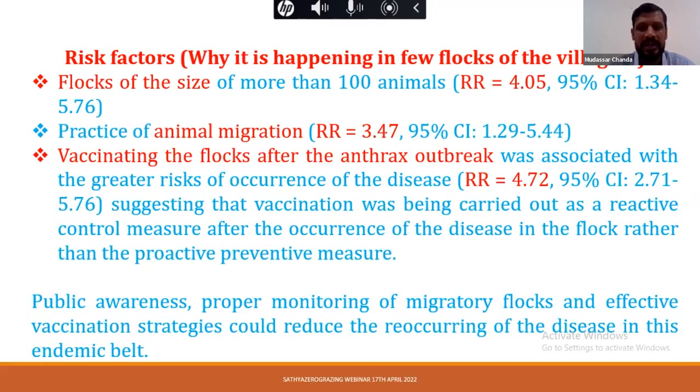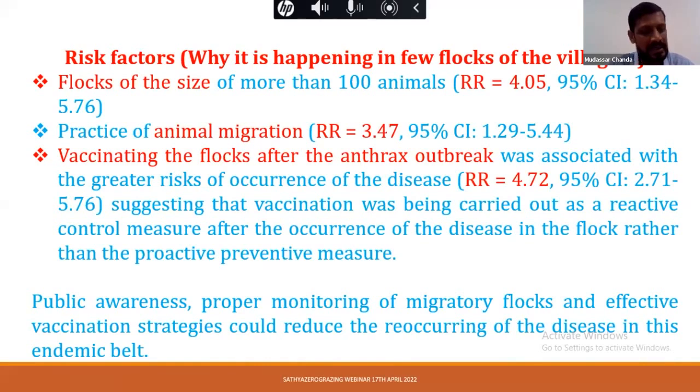With flock size, the more animals there are, the more the spread, and animals were moving from one place to the other. So the risk of getting disease in a flock of more than 100 animals is 4 times higher. This point is very important, right? The risk of getting disease is 4 times more.